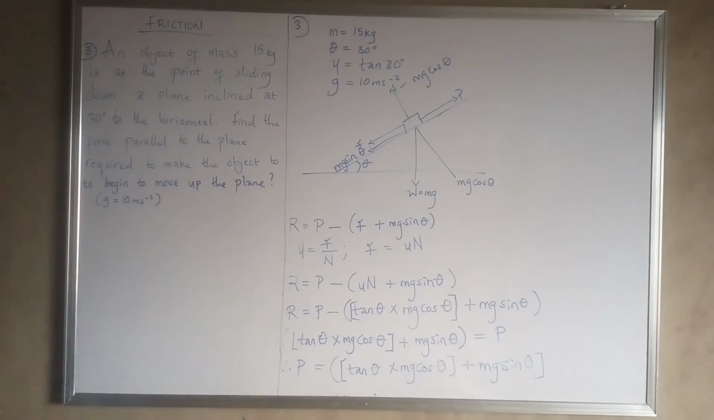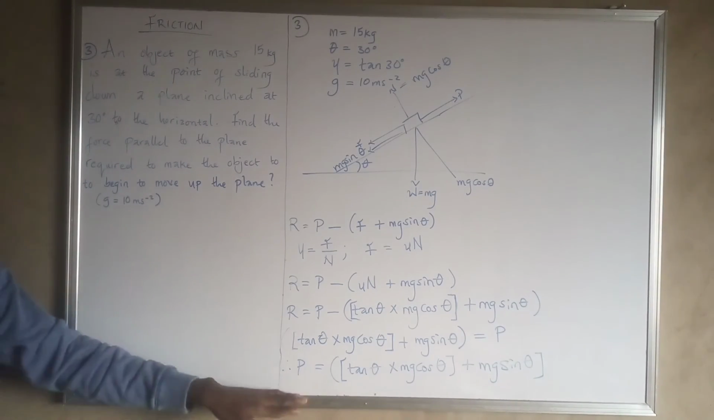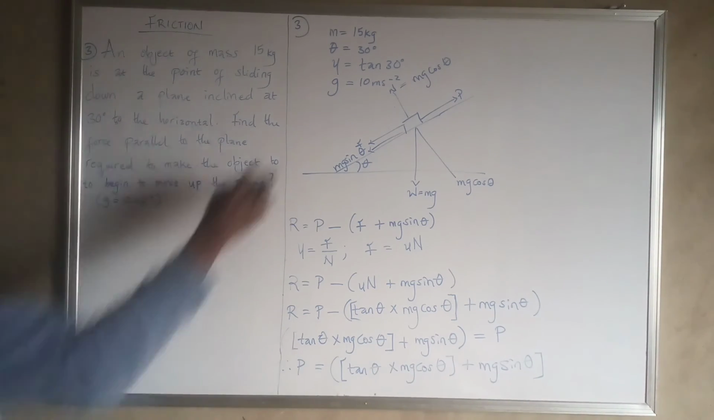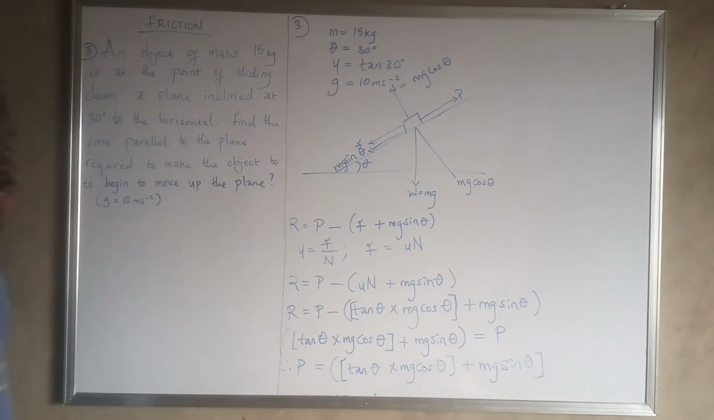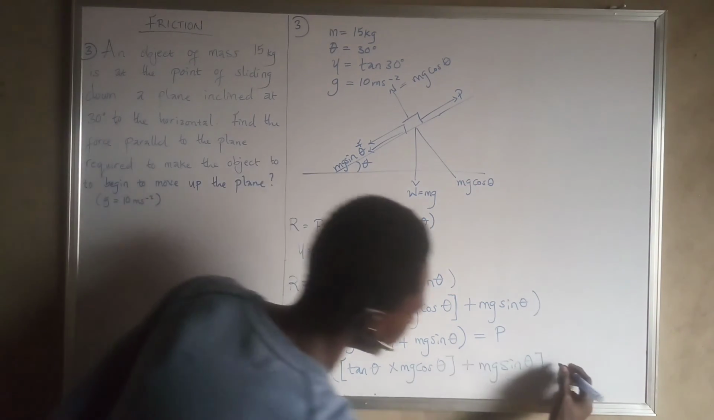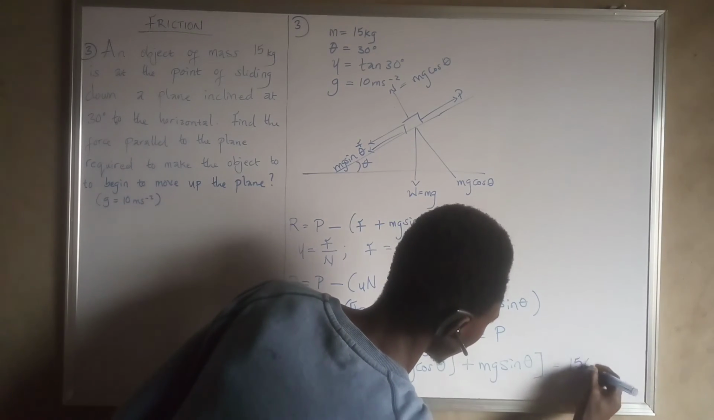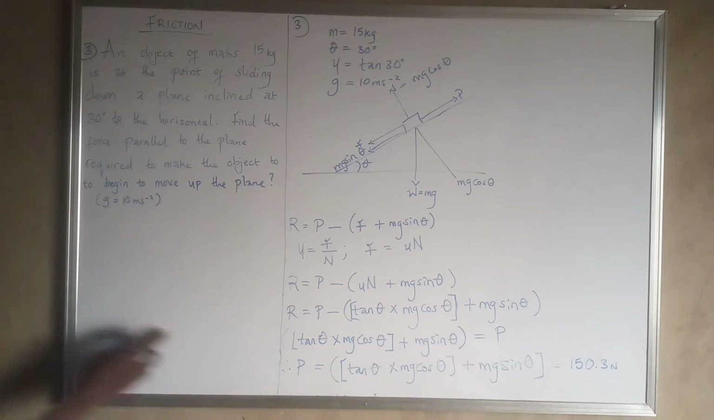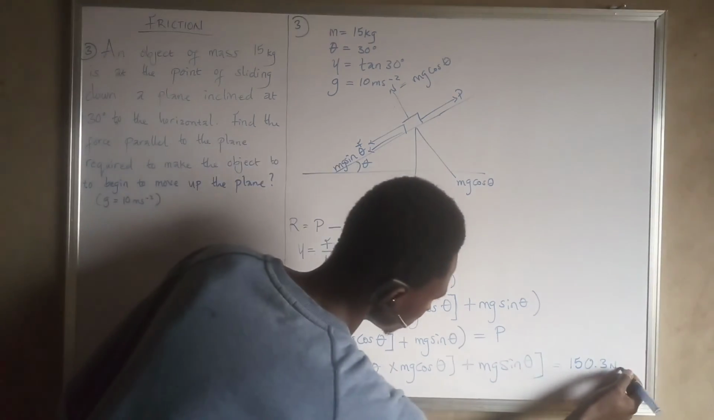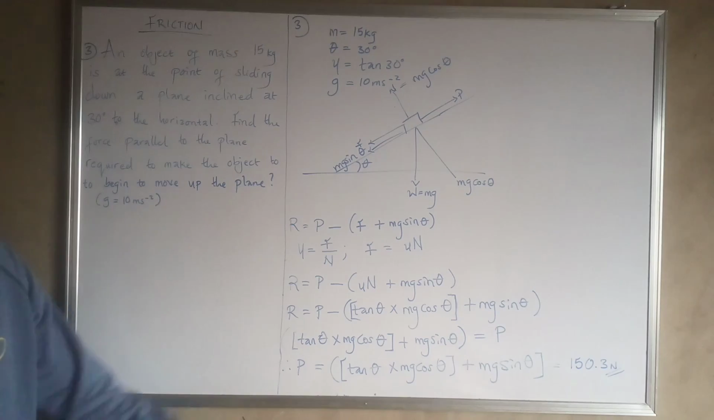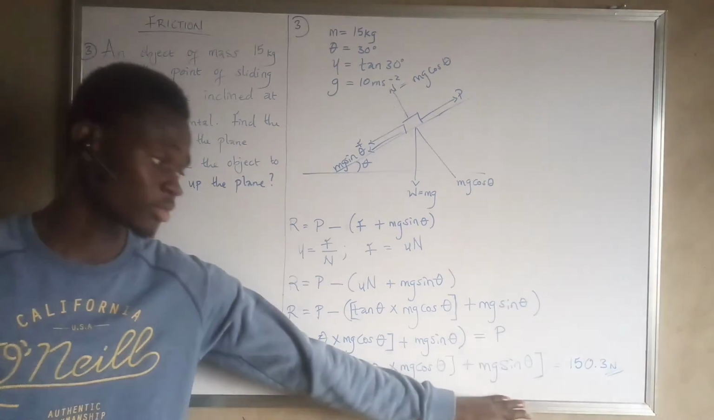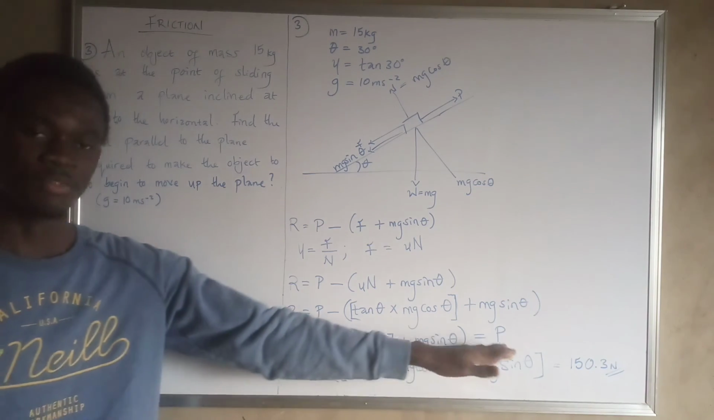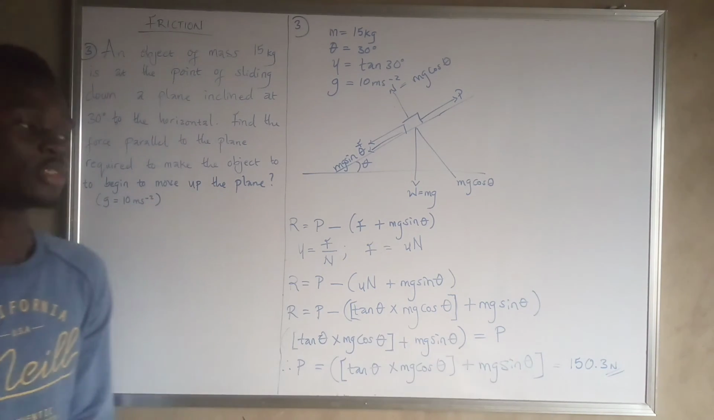So when we substitute each of these symbols for the values given above, we are going to arrive at the final answer, which is 150.3 Newton. The value of the force required to move the object on the plane is 150.3 Newton. So when we substitute each of these values for the values given in the question, we are going to arrive at the final answer, which is 150.3 Newton.